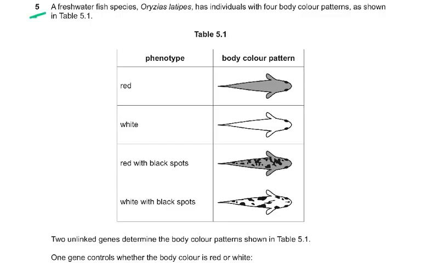Question number 5. A freshwater fish species Oryzias latipes has individuals with 4 body color patterns as shown in table 5.1. So we have a red one, we have a white one, we have a red with black spots, and we have a white with black spots. So we have 4 body color patterns.